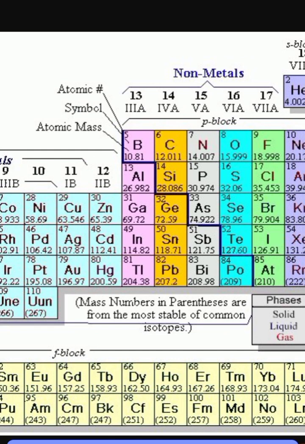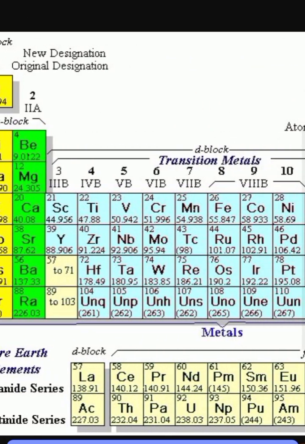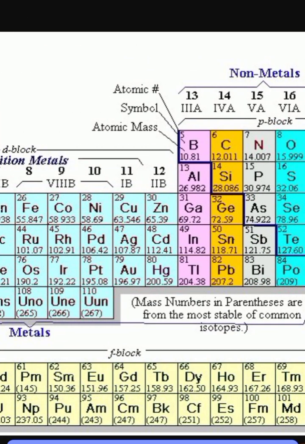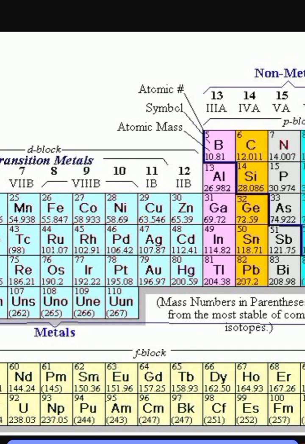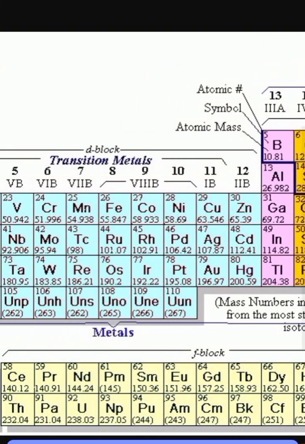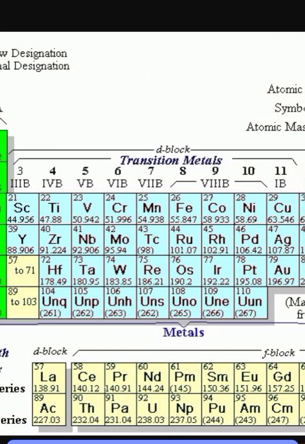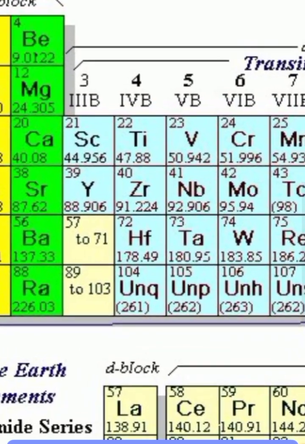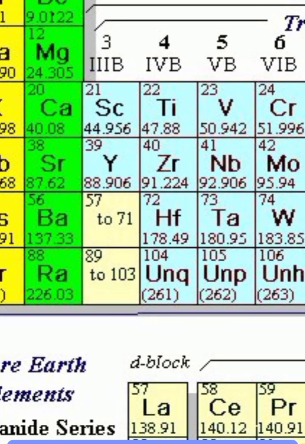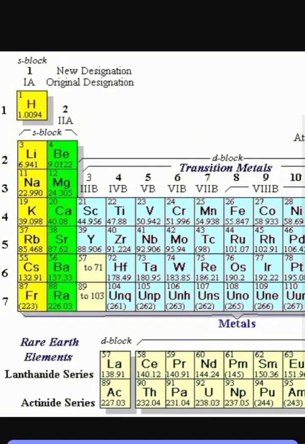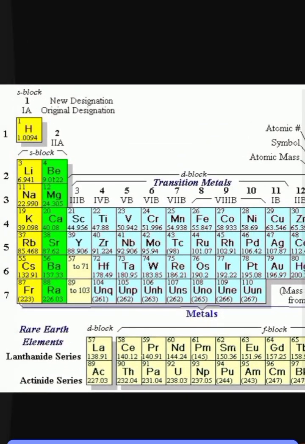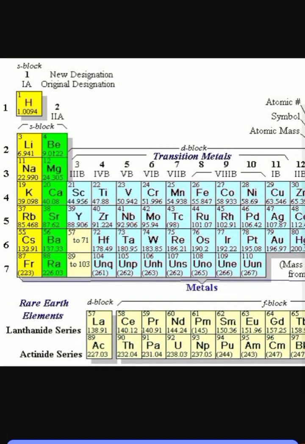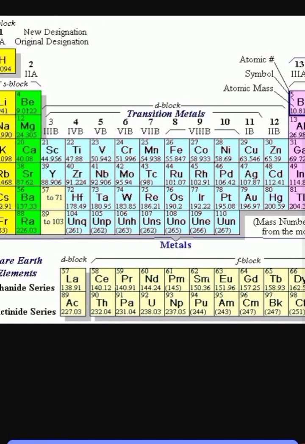Those are not much problem. From 3B to 12, where 11 is 1B and 12 is 2B, they are called transition metals. That's what we call them. Although we have some other sections, like numbers 57 and 89, you can see that's why they use other colors to write them, because they don't belong to the transition metals.